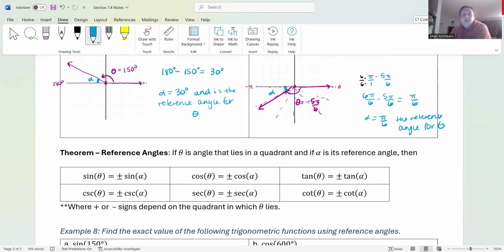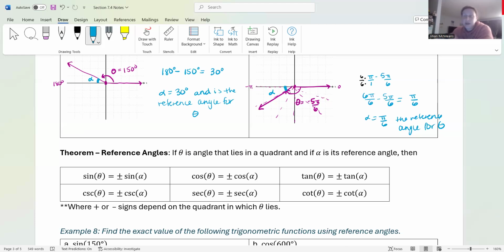And basically the theorem is for reference angles. It says if theta is an angle that lies in a quadrant and alpha is its reference angle, then whatever the trig function is, the trig function of theta is going to equal plus or minus the trig function of alpha. That plus or minus really matters because we now know that depending on what trig function you have, you're going to be either positive or negative depending on which quadrant you're in.